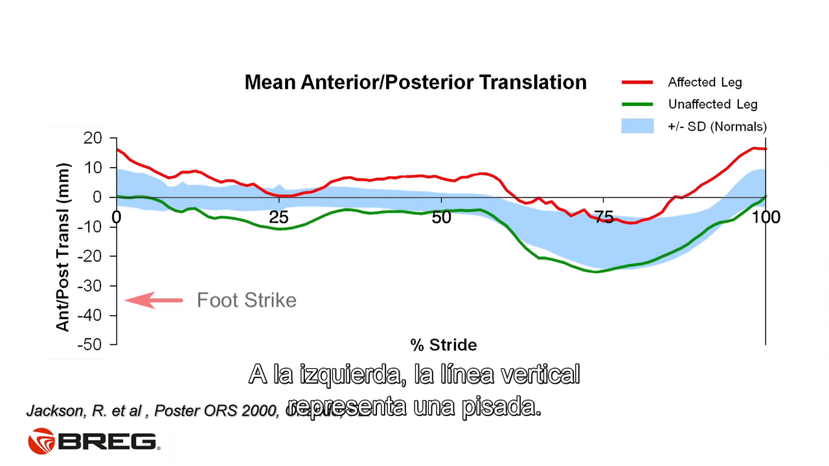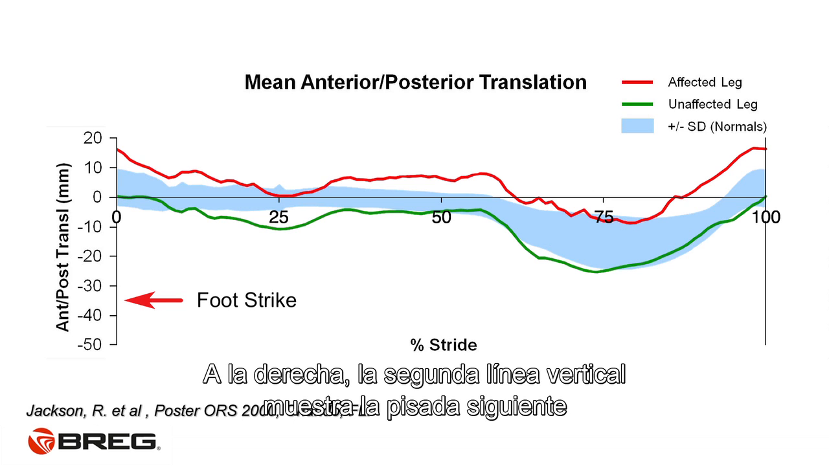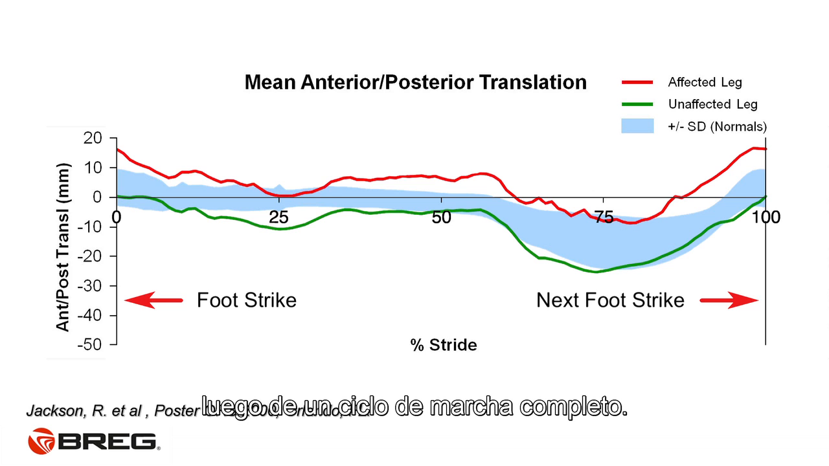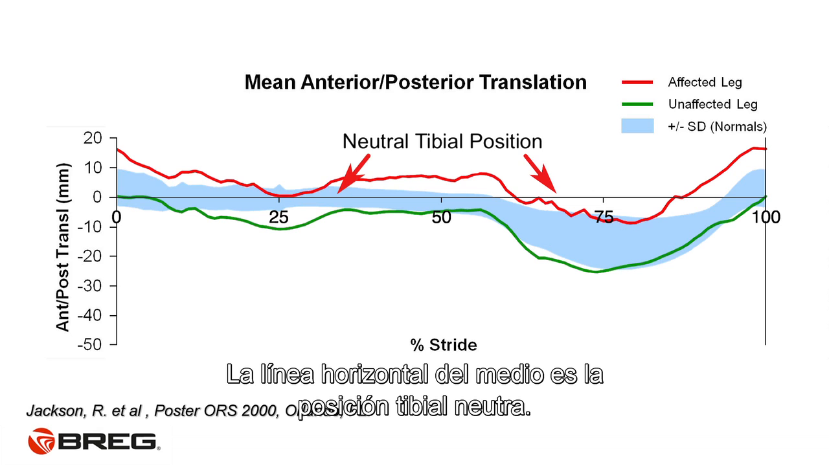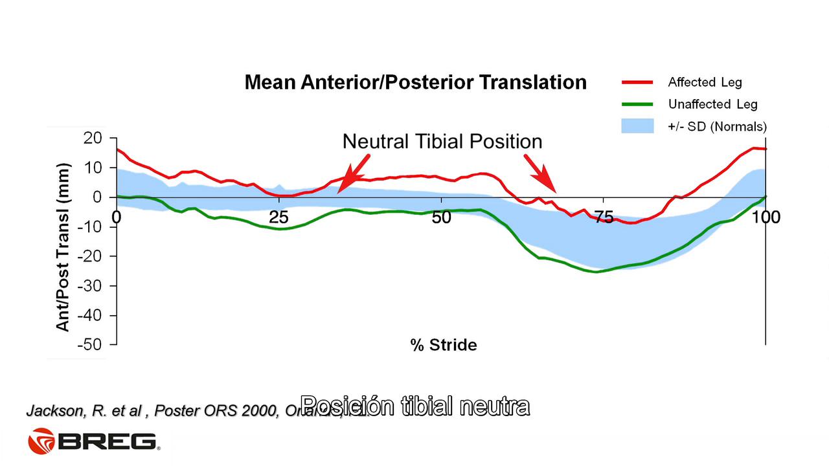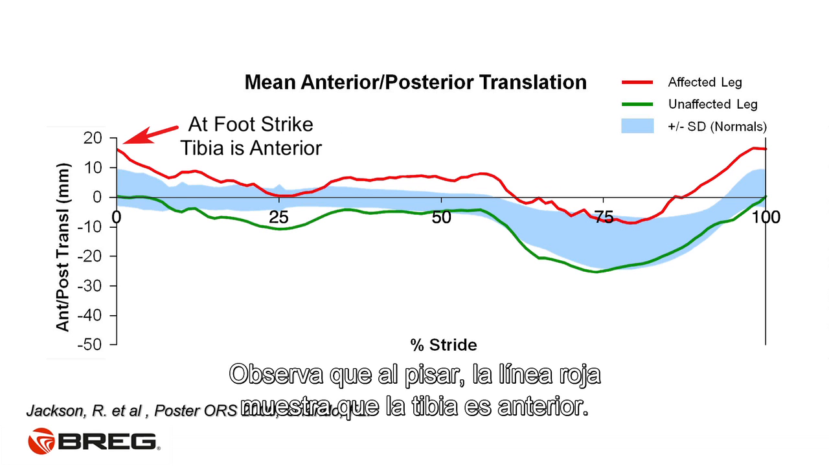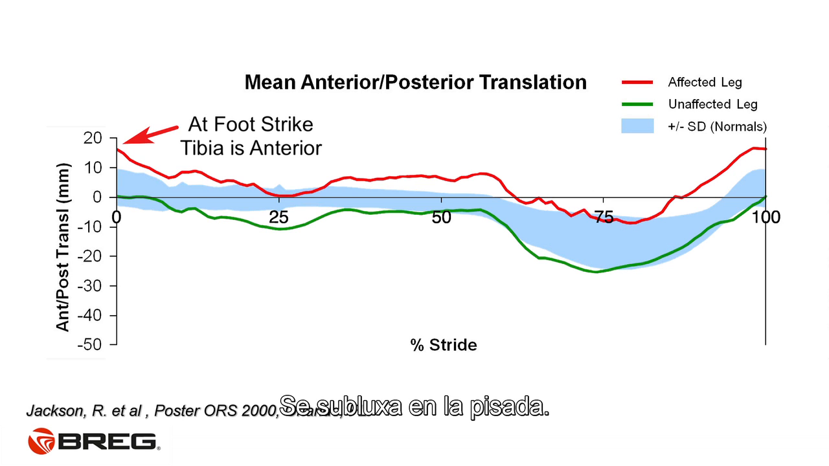On the left, the vertical line represents one foot strike. On the right, the second vertical line shows the next foot strike after one complete gait cycle. The horizontal line in the middle is the neutral tibial position. Note at foot strike, the red line shows the tibia is anterior. It is subluxed at foot strike.